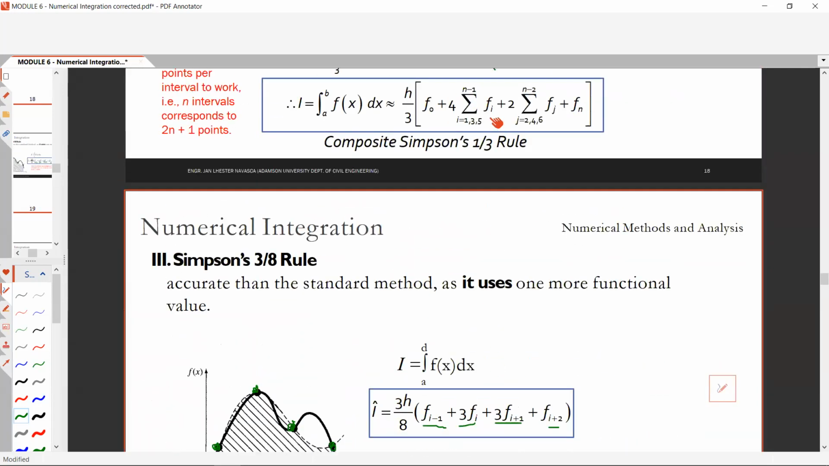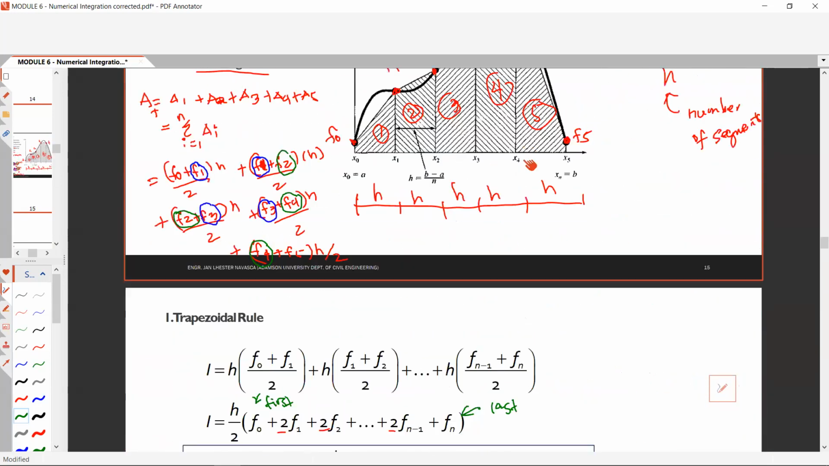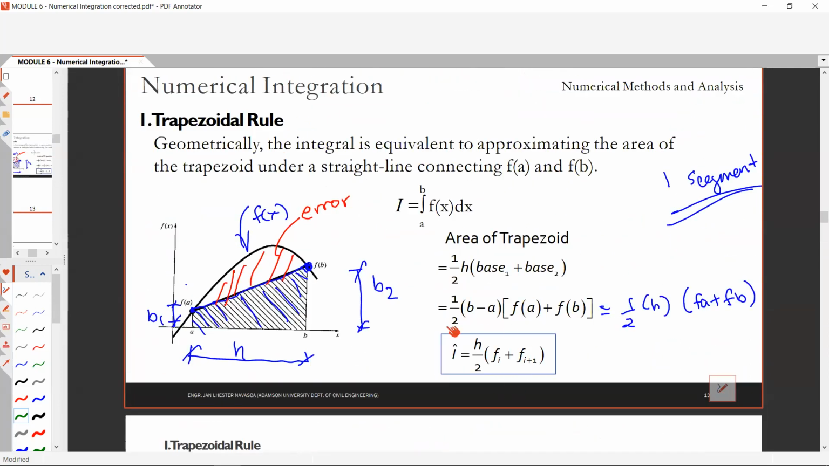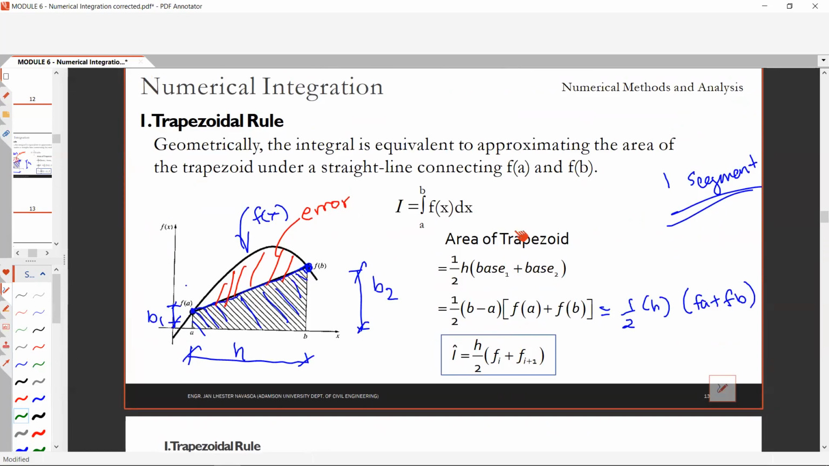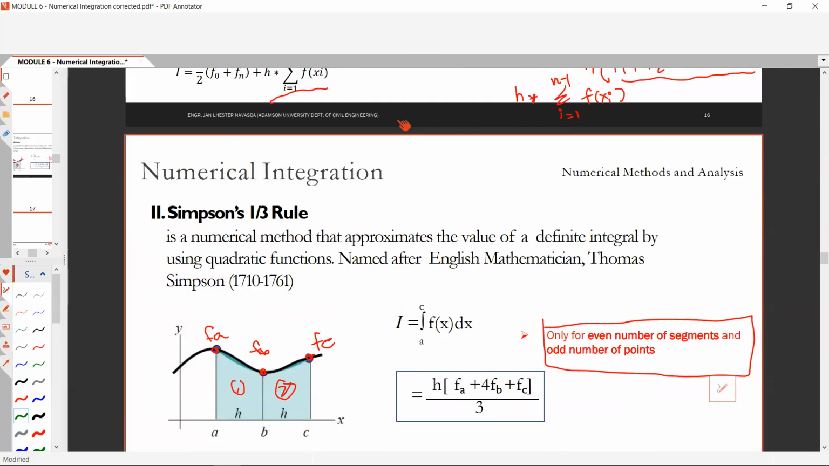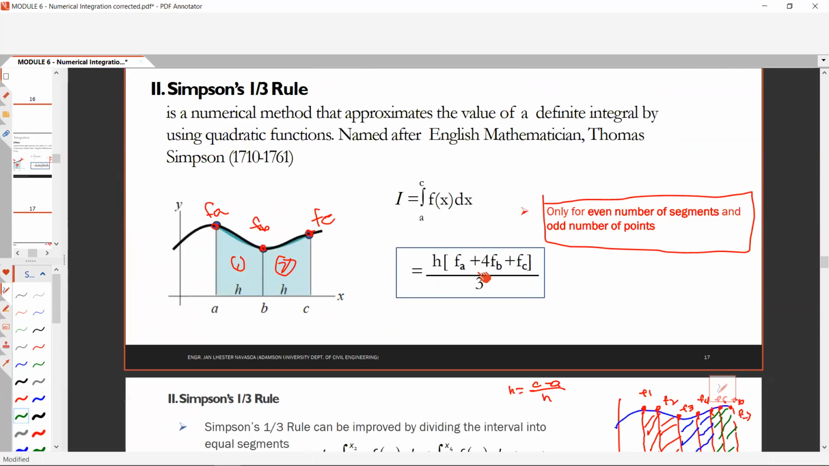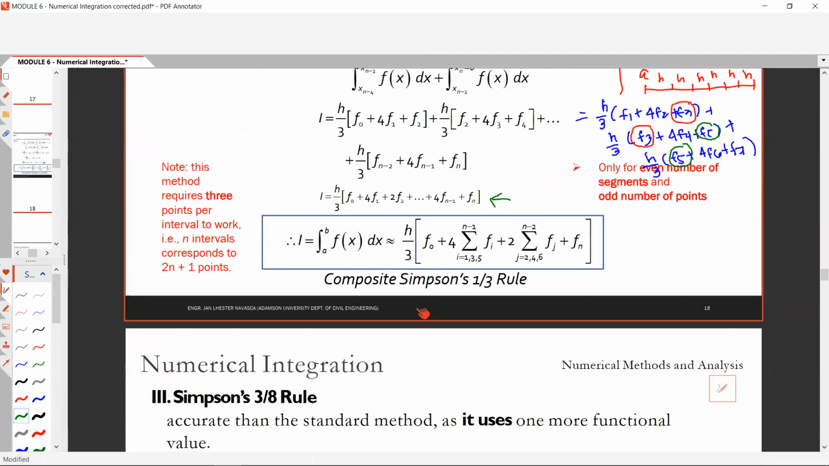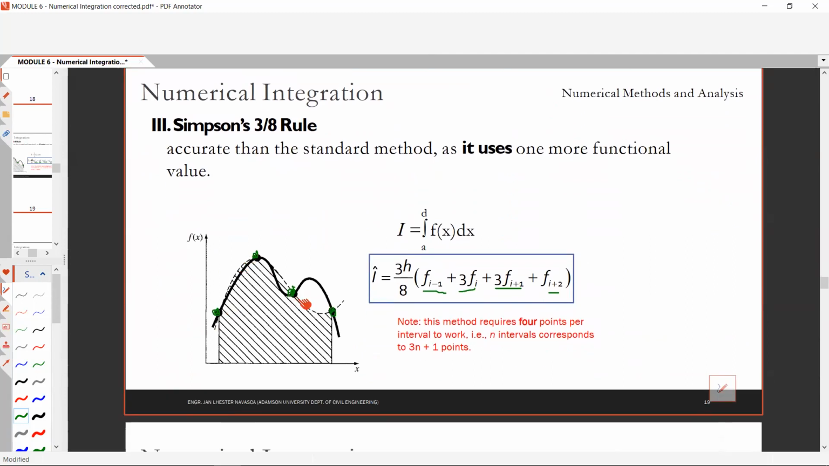What a single interval means, class, is their default equation. So for the trapezoidal rule, it only needs 2 points, right? For the Simpson's 1/3, it needs 3 points, where our segment is divided into two. The number of segments is 2. Then for the Simpson's 3/8 rule, it needs 4 points, whereas our segment is divided into three: this is 1, this is 2, and this is 3.